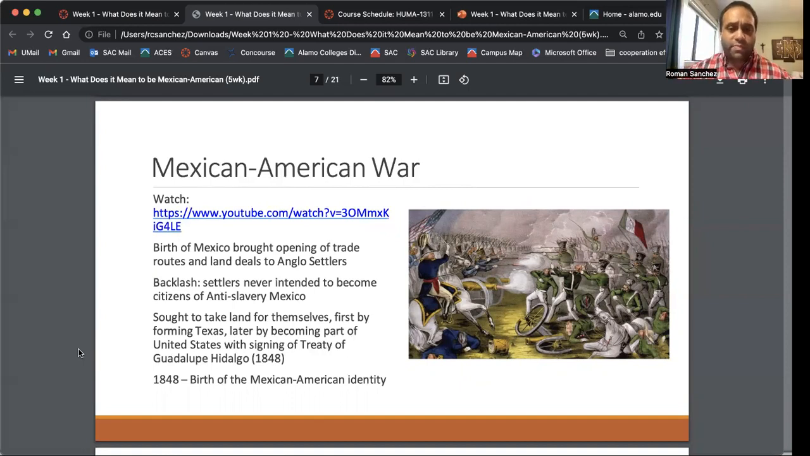But unfortunately, there was a backlash. The Anglo settlers never intended to become citizens of Mexico, which had very strict anti-slavery laws. Many of these settlers had slaves and sought to build up their wealth, their economy. So they sought to take that land for themselves, northern Mexico, this land that was pretty sparsely populated. There were definitely Mexican citizens there, but there was a lot of space.